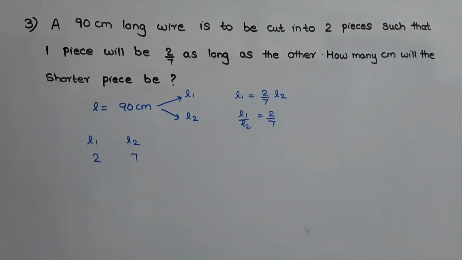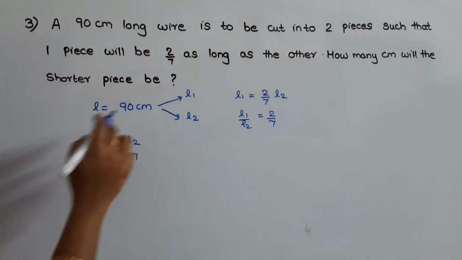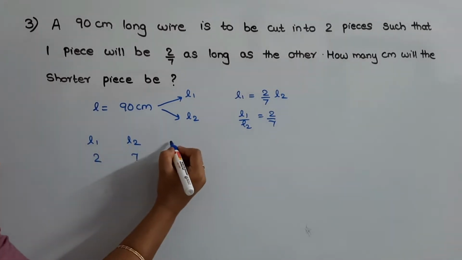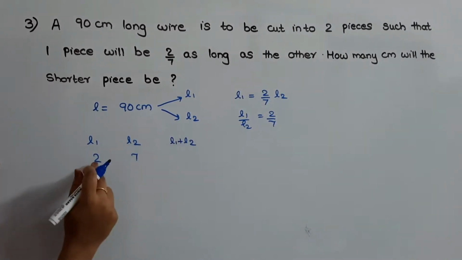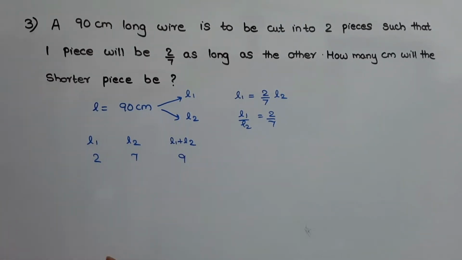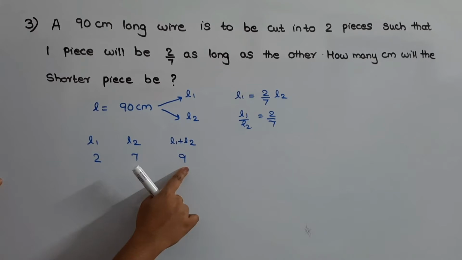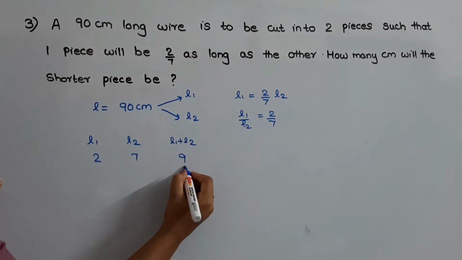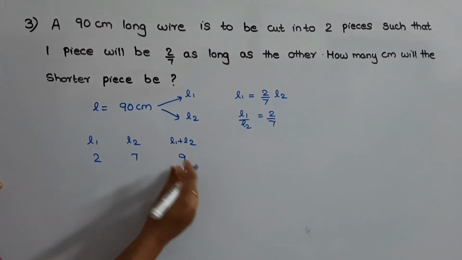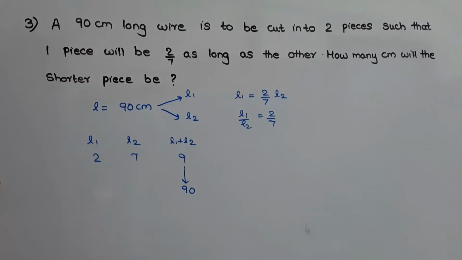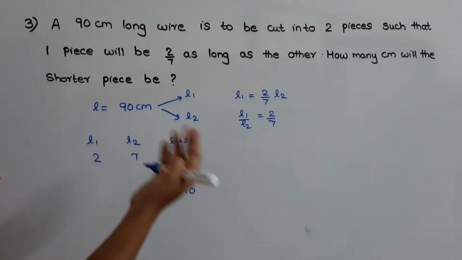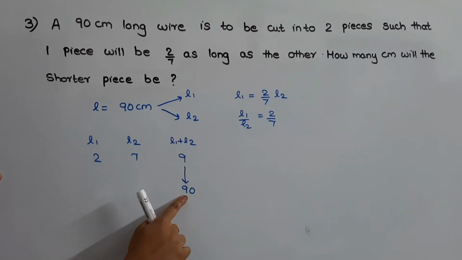In this question they have given the total length of the wire as 90 centimeter. So let us find out the total of the ratios of their length, that is L1 plus L2. That will be equal to 2 plus 7, that is 9. So the total of their ratios is 9. We can represent this 9 as 90. This 90 is the total length of the wire and this 9 is the sum of the ratios of the lengths of the two pieces.